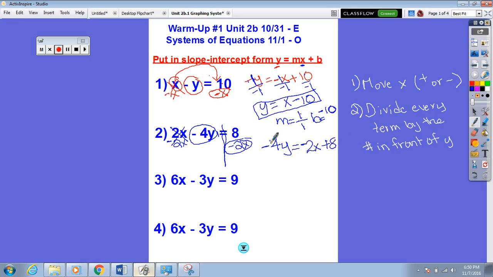Now I still need to do the second step and divide every term by the number that's in front of y. Since there is a negative 4 in front of y, I get rid of it by dividing by negative 4. But if I divide this side by negative 4, I have to also divide this side and every single term on this side by negative 4. Negative 4 divided by negative 4 gives me the invisible 1. So I'll just write y.